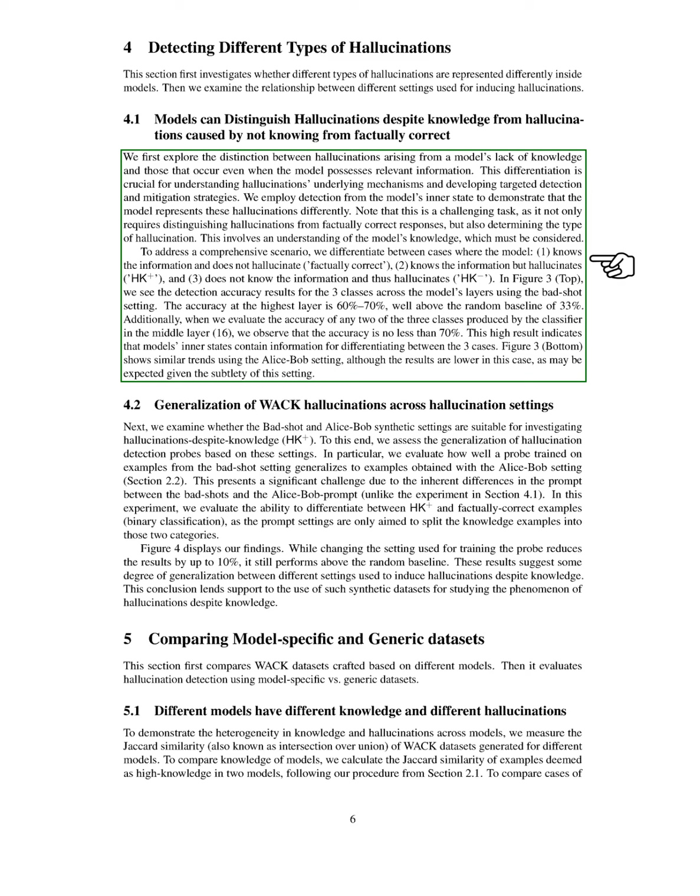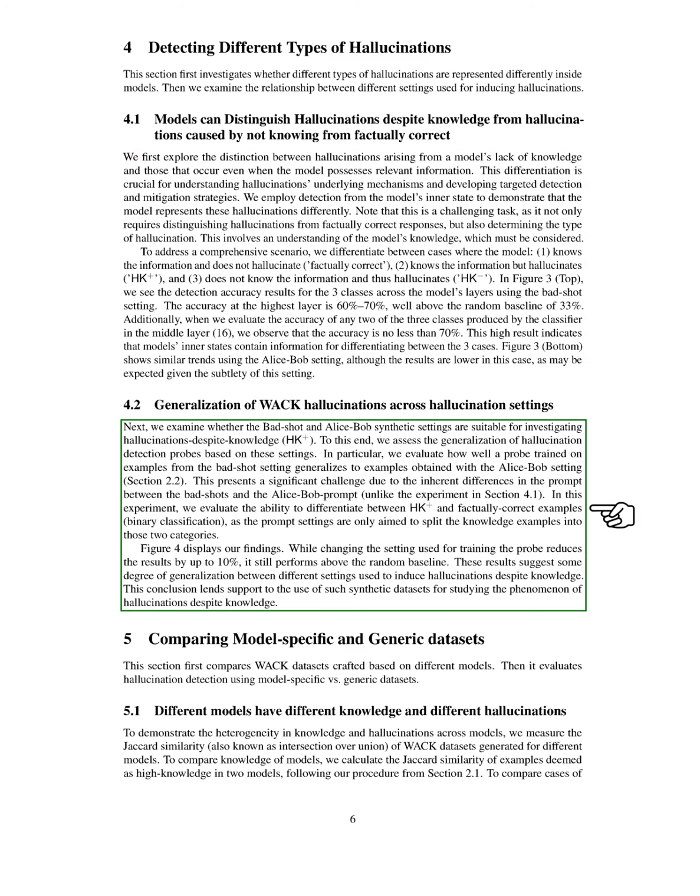We then examine whether the bad shot and Alice Bob synthetic settings are effective for studying hallucinations despite knowledge, HK+. We assess how well a probe trained on the bad shot setting generalizes to examples from the Alice Bob setting. This presents a challenge due to the differences in prompts between the two settings. In this experiment, we focus on differentiating between HK+ and factually correct examples.